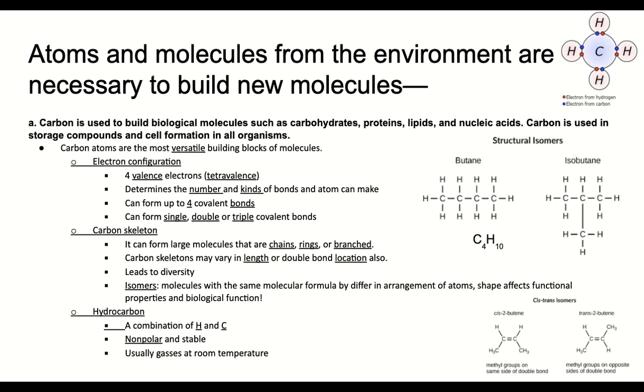Carbon is used to build biological molecules such as our carbohydrates, lipids, proteins, and nucleic acids. Carbon is very important. It's used as a storage compound as well as cell formation in all of our molecules. Part of the reason we find carbon everywhere is that it's a highly versatile molecule. It has four valence electrons, which means it can form up to 4 different covalent bonds with lots of different things, including itself. And in those bonds, it can form single, double, and triple covalent bonds.